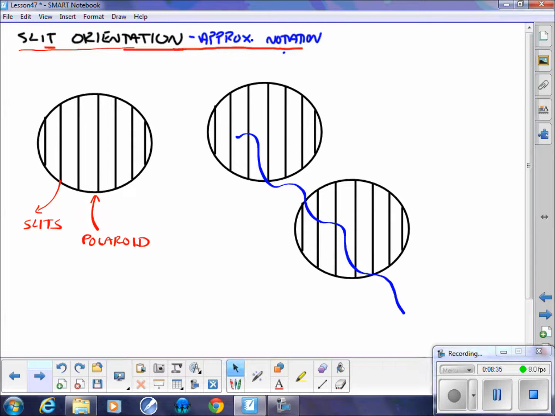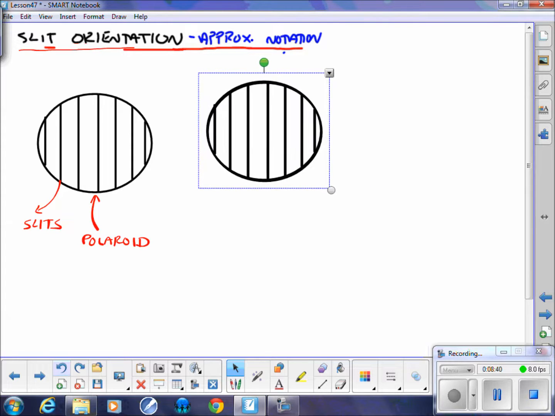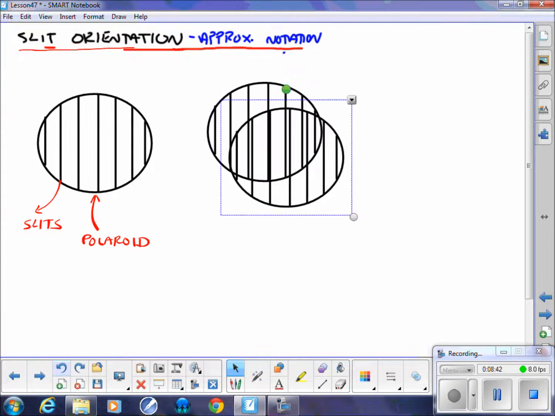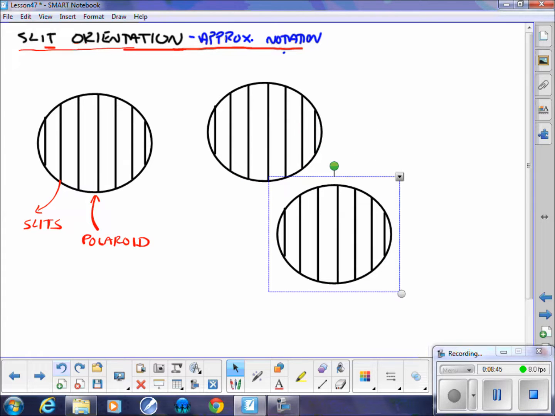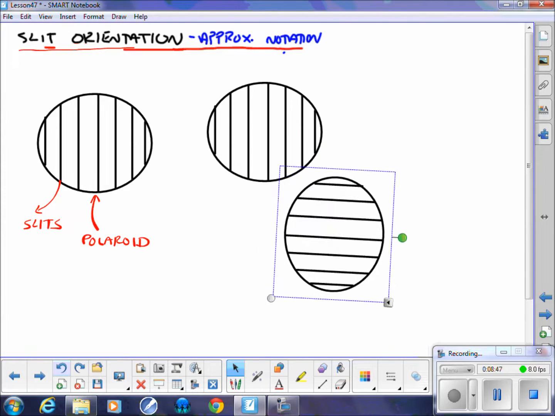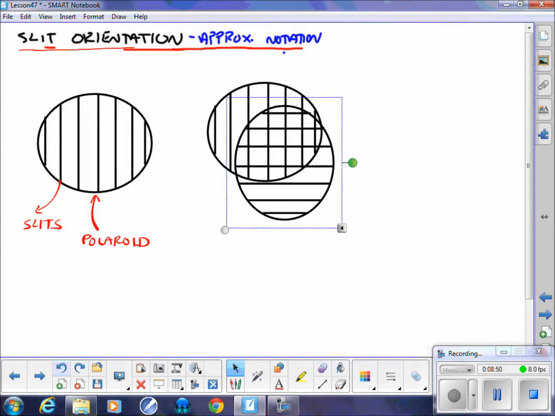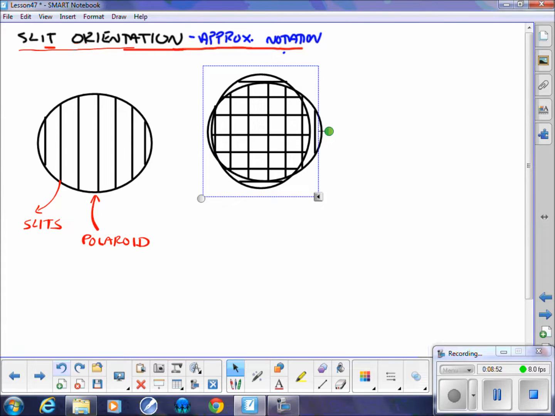All right, and the reason for that is because if I overlay the two Polaroids, the slits line up, they're the exact same. What happens if the slits are perpendicular? Well, we just talked about that. So if I make it perpendicular and we line them up, we see that the slits cross over such that there are holes, and just a series of dots is where they would line up. And what that does is it blocks light from passing through. The light cannot pass through two Polaroids that are set perpendicular to each other.